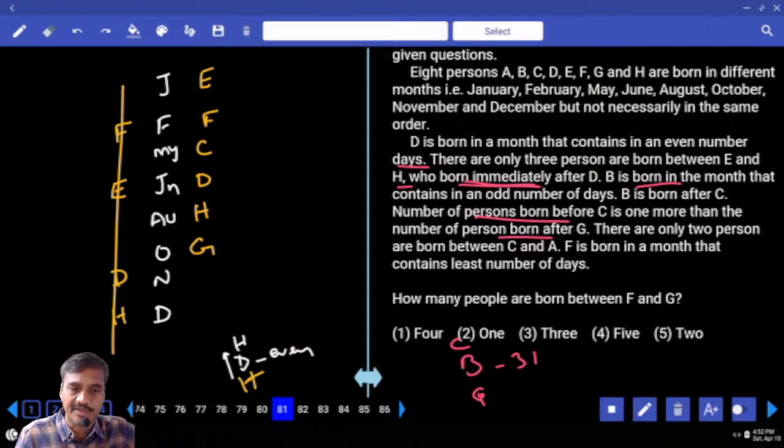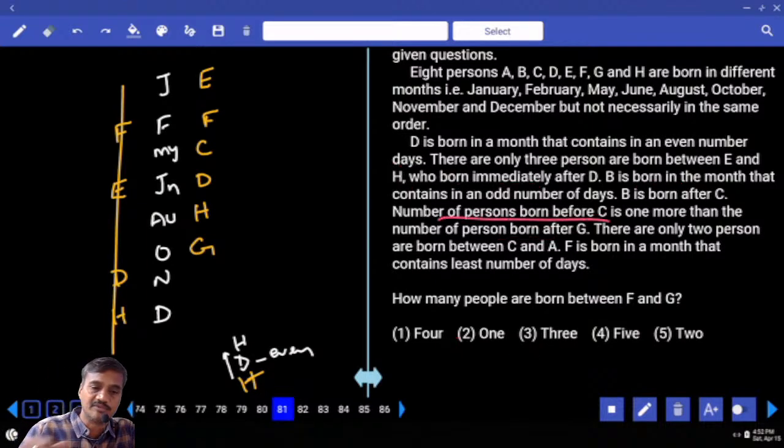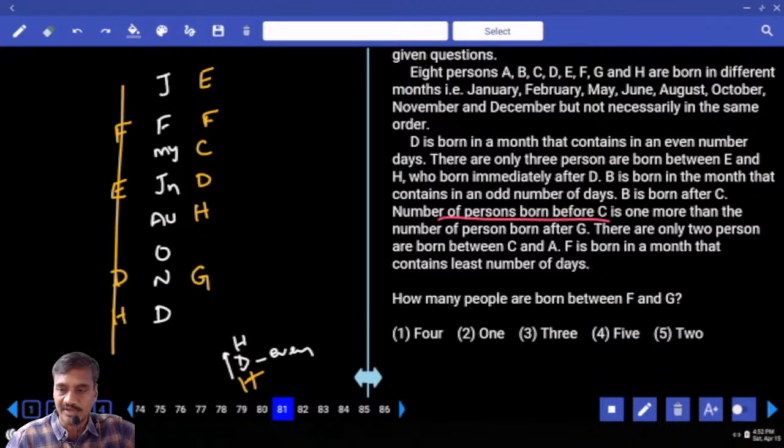And now F is born in the month which has even number. Now C is 1 more than, right? Number of persons born before C is 1 more than. Before C, how many persons? 2 persons. Now it is 1 more than after G, so G will be here. Now G is here. Then A and C, there are exactly 2 people. A is here. Now if A is here, B is the person left out.